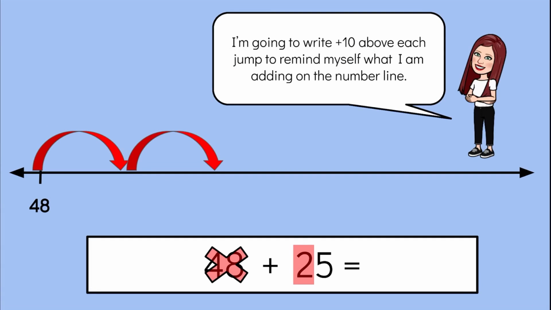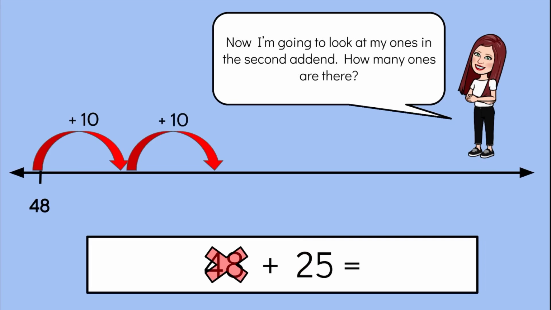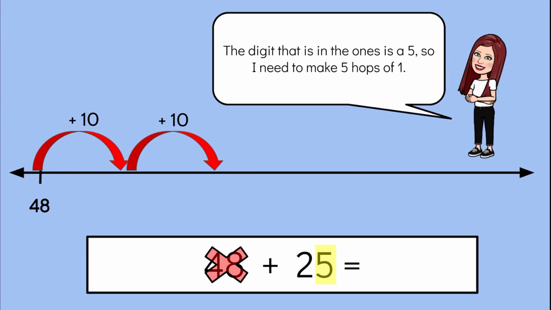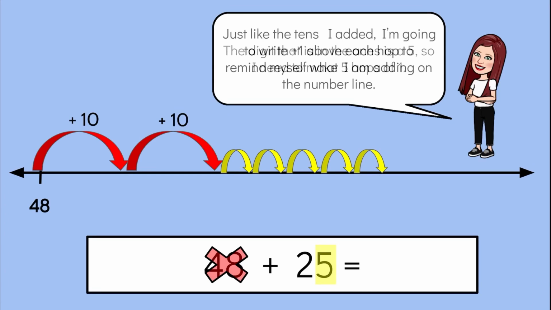So 1, 2. And I'm going to write plus 10 above each jump to remind myself what I'm adding on the number line. So there's plus 10, plus 10. Now I'm going to look at my ones in the second add-in and think, how many ones are there? There are 5 ones. So I need to make 5 hops of 1. 1, 2, 3, 4, 5.